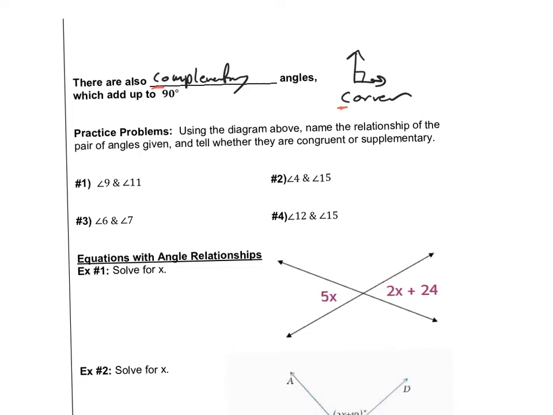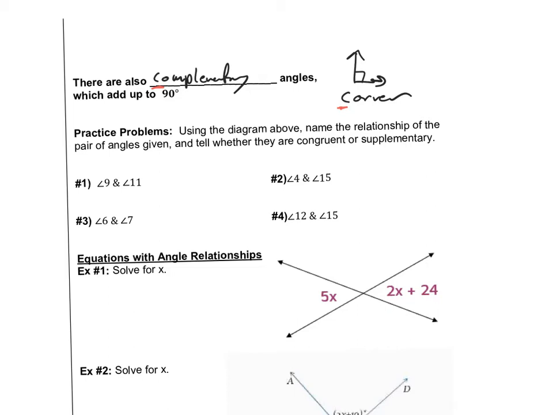Okay, what I want you to do is use these angles and use the picture on the previous page to determine what's the name of the relationship and whether they're congruent or supplementary. So you need to look back on the page before this to figure it out, and that's okay. And then just put your answers here. I'm gonna do the first one with you guys.